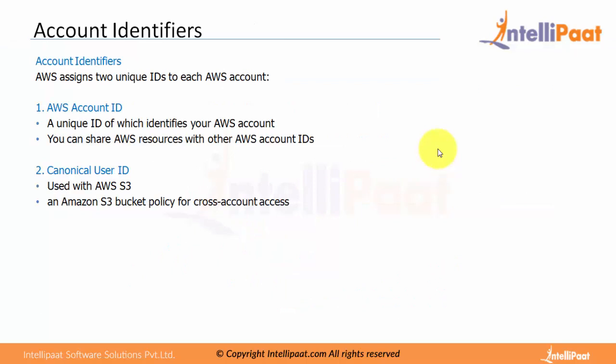Each AWS account would have different kinds of identifiers. It would have a unique ID which will help you to identify your Amazon account. That's a 12-digit number available to you. That number is very helpful because you can share your own account details with someone else using the AWS account ID. Along with that, it would also have a canonical user ID that is used with Amazon S3. When we talk about Amazon S3, we'll show you that the canonical user ID is a very long number which will help you to share your Amazon S3 resources with someone else.